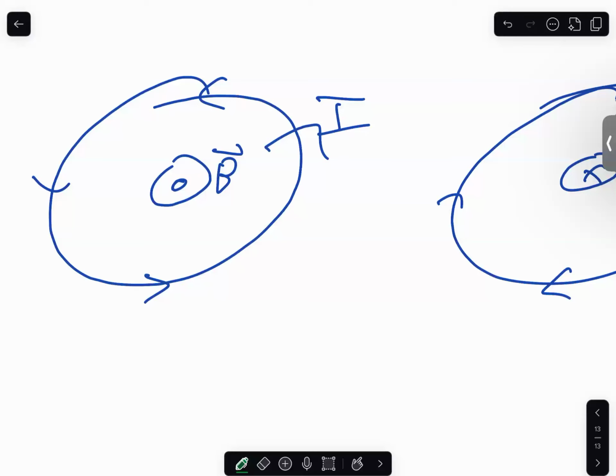What change? Be precise. The thing is, you can't beat the original. You'll never beat the original applied field. So if this current is getting stronger, the reaction to that tries to oppose its increase. It won't overcome the original.